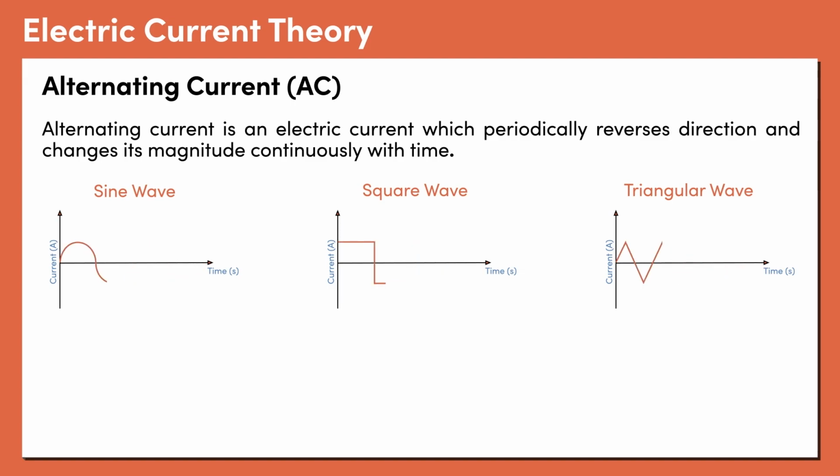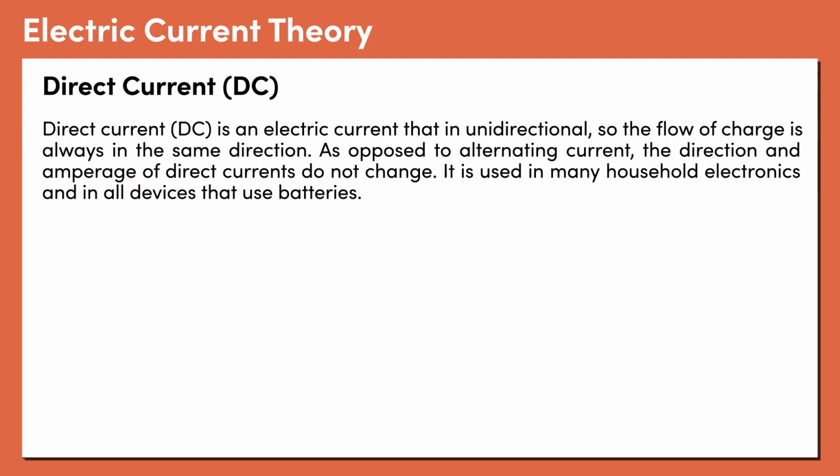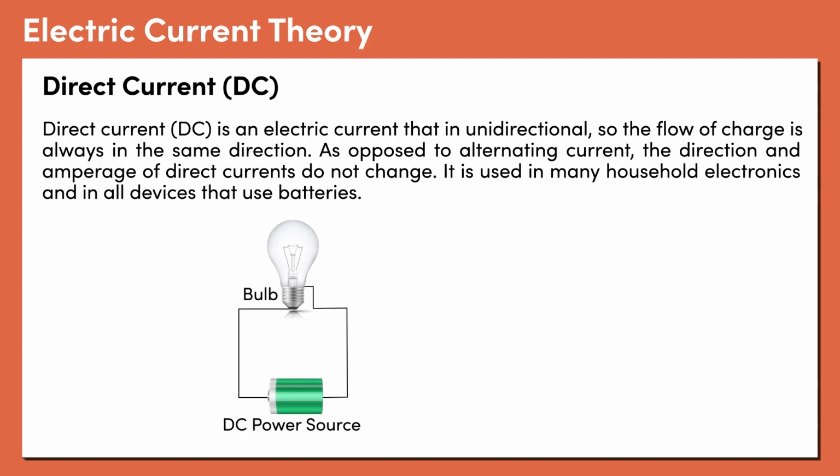Direct current, DC, is an electric current that is unidirectional, so the flow of charge is always in the same direction. As opposed to alternating current, the direction and amperage of direct current do not change. It is used in many household electronics and in all devices that use batteries.